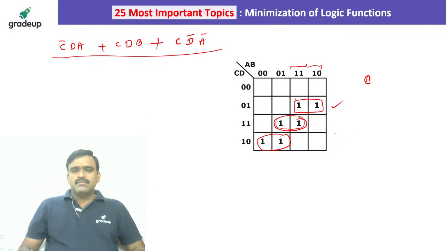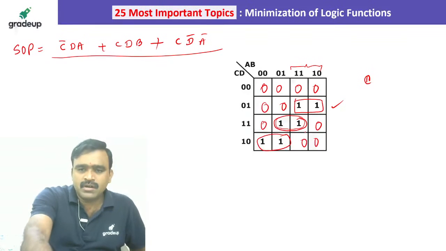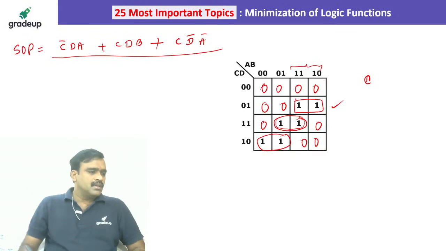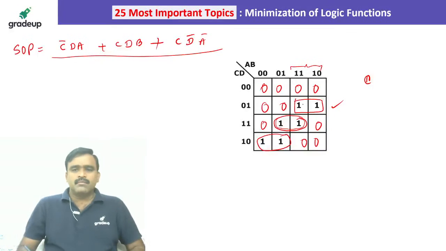And sometimes they ask for product of sums. How to get product of sums? So this is a sum of products. Here itself I will explain the product of sums for the same. Let us suppose the remaining terms will all be 0. When you plot the zeros, you will get the product of sums. Listen carefully, all of you. This is an important example.